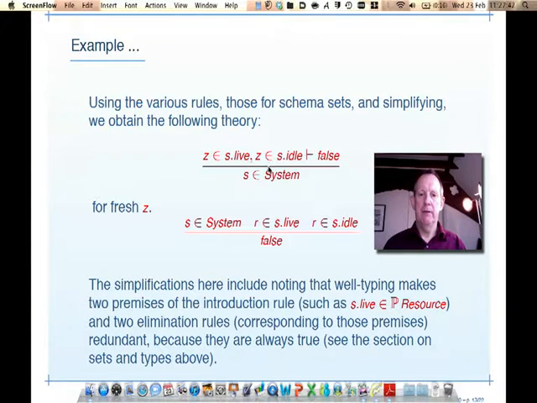So here is our first introduction rule. In fact, it's the only introduction rule. And that tells us that a state is in the system if the live set and the idle set are disjoint. That's to say, if a resource z is in the live set and a resource z is also in the idle set, this leads to a contradiction.